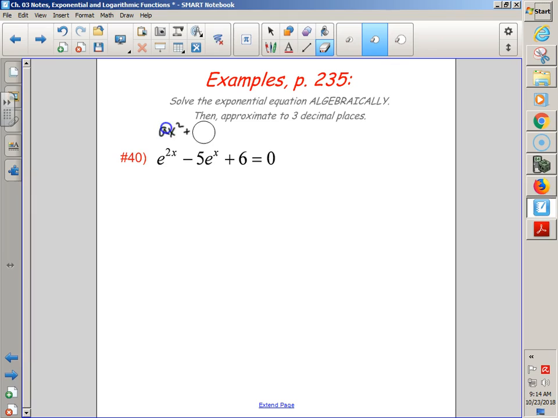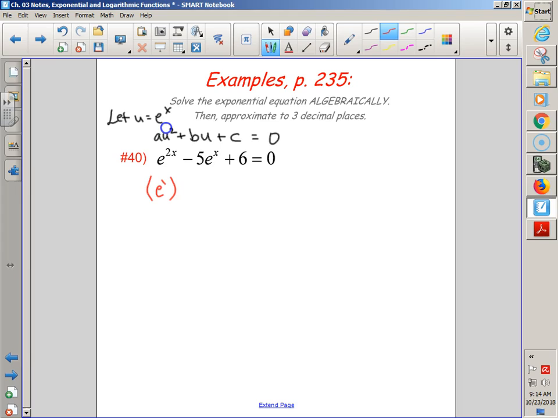What if I was to change it to be au squared plus bu plus c? Still looks like a quadratic, but guess who u is going to be? Can e to the x be squared? Yeah. E to the x can be squared.